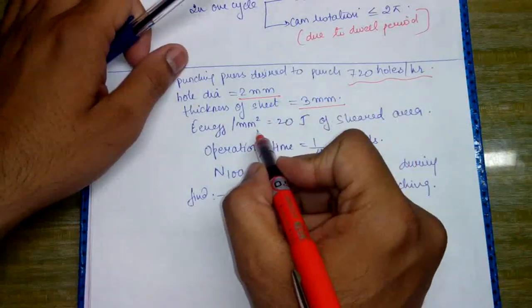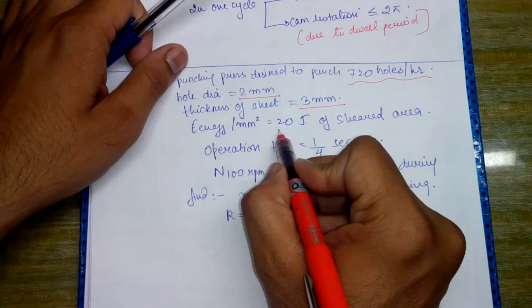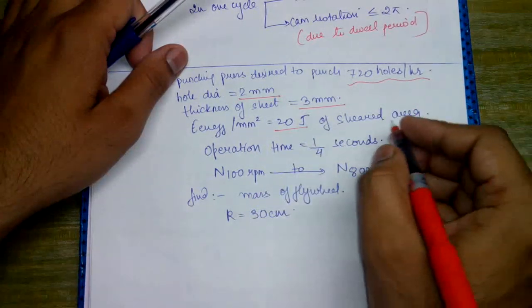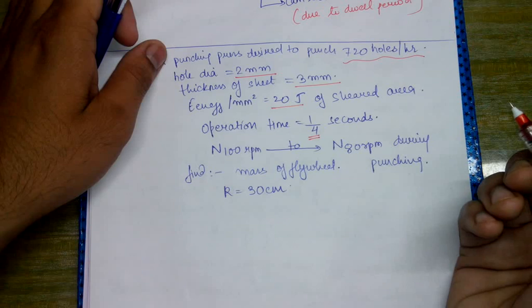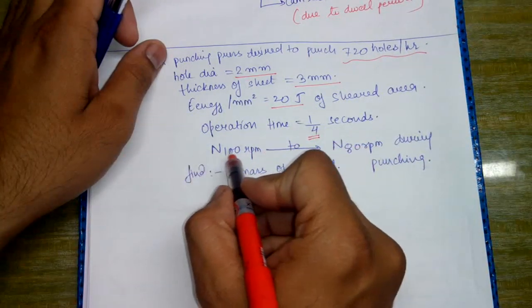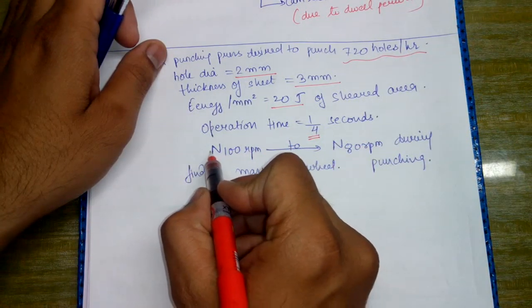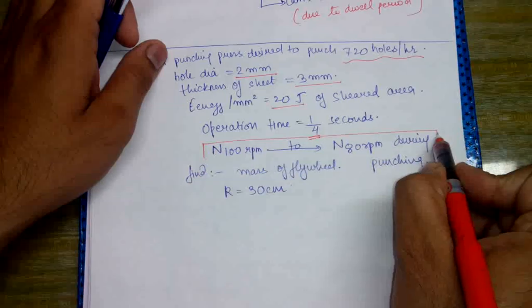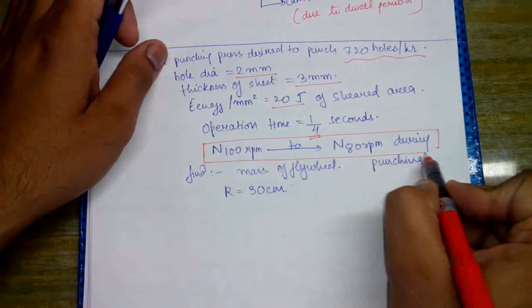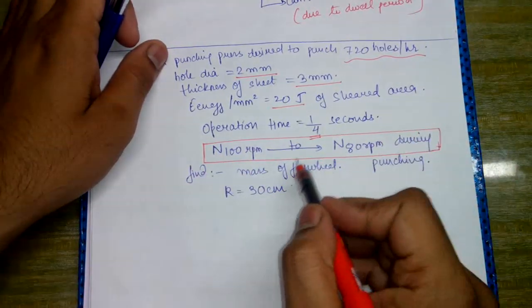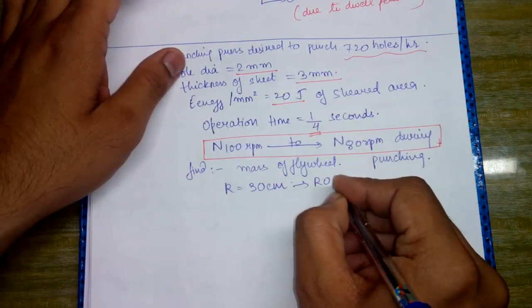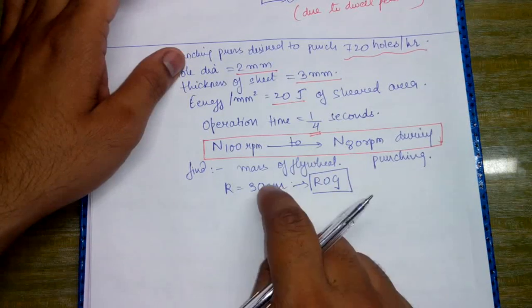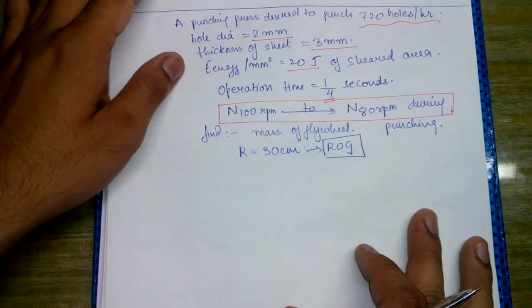The energy required for 1 mm square area is about 20 joules, and the operation time has been given as 1/4 seconds. It is observed that during operation the speed of the flywheel is getting decreased from 100 to 80 rpm, and we have to find out the mass of the flywheel, where the radius of gyration has been given as 30 centimeter.